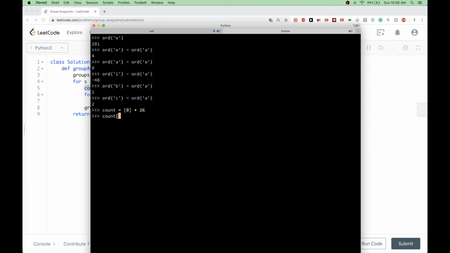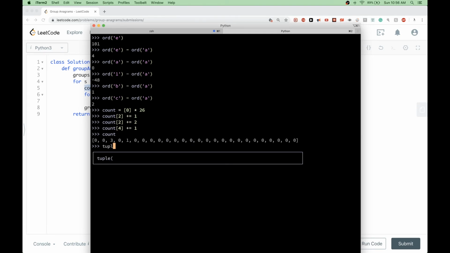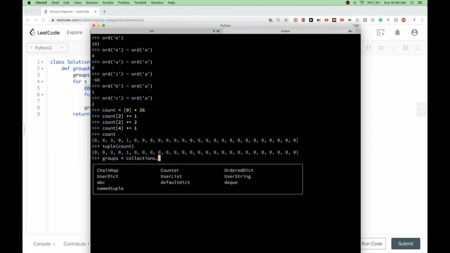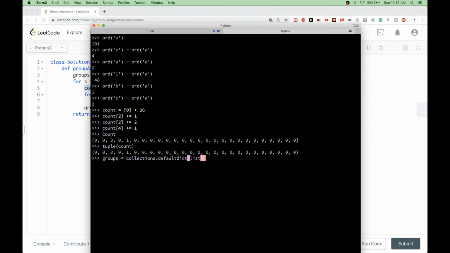So if we have this, and let's say just 2, the character at index 2 would add 1, or let's say add 2, and then let's say for 4 add 1. So count would be something like this now, right? And so if this is a list and can't be a map key, now if we convert it to a tuple, it would be like this, and this is accepted as a map key, because if I have groups as collections.defaultdict of list, and I have groups of, let's say, let me just show you a key that is an array. What will happen?